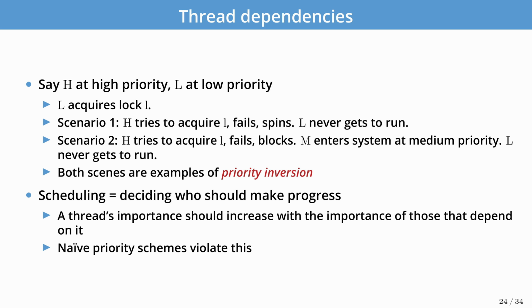Another way that this could play out is you could also have the high priority process try to acquire the same lock. It fails, it blocks. A medium priority process runs in the system and doesn't let the low priority process run. All of these cases are examples of priority inversion: a case where a high priority process is effectively starved because of some interaction preventing a low priority process from releasing a resource that it's holding.